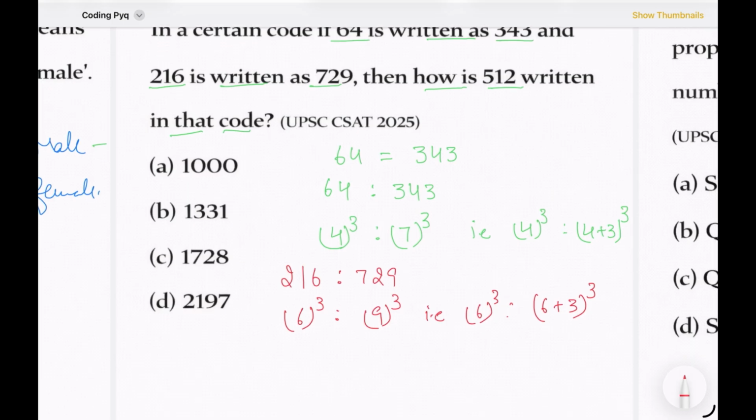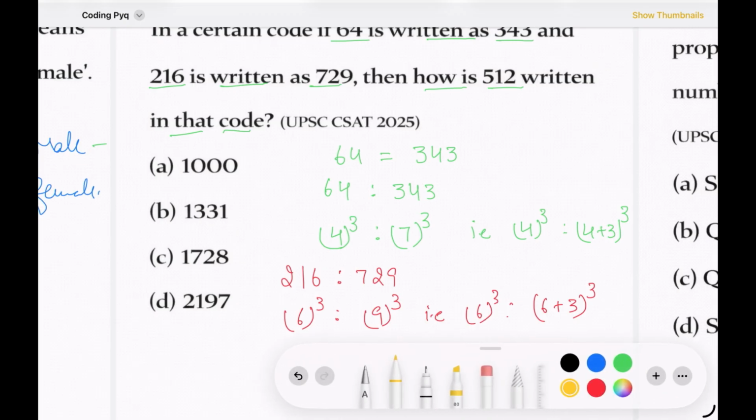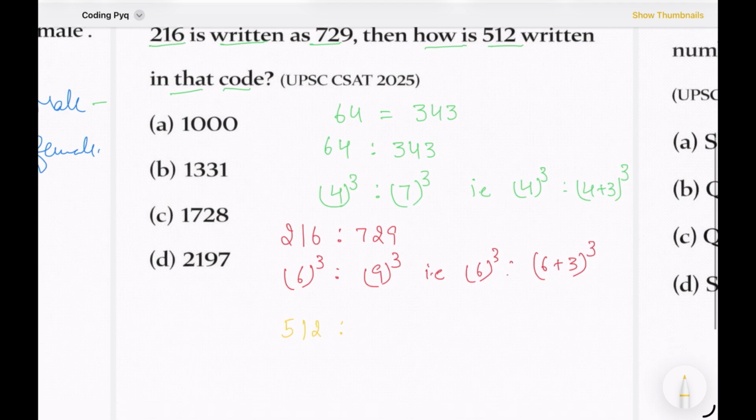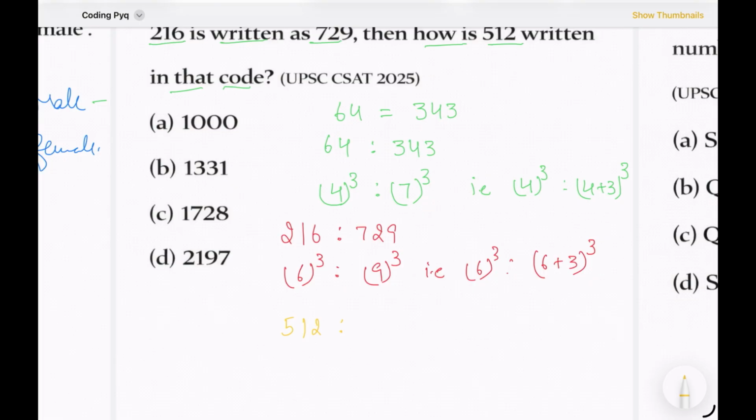So we have to identify how 512 will be written. 512 is the cube of 8. So the next will be addition of 3, that is 8 plus 3 cube. 8 plus 3 is 11. Cube of 11 is 1331. So option B is the correct answer.